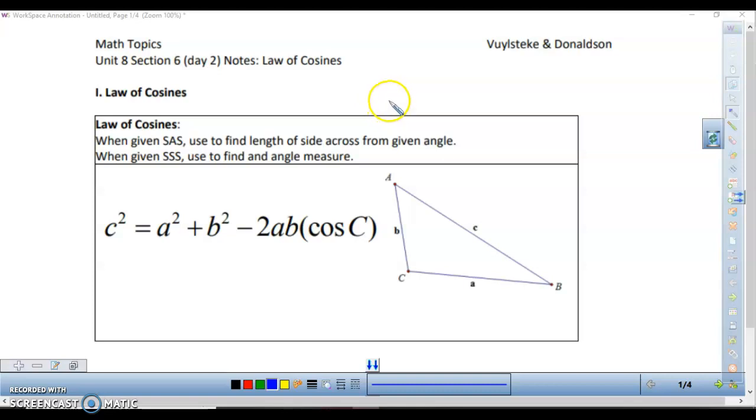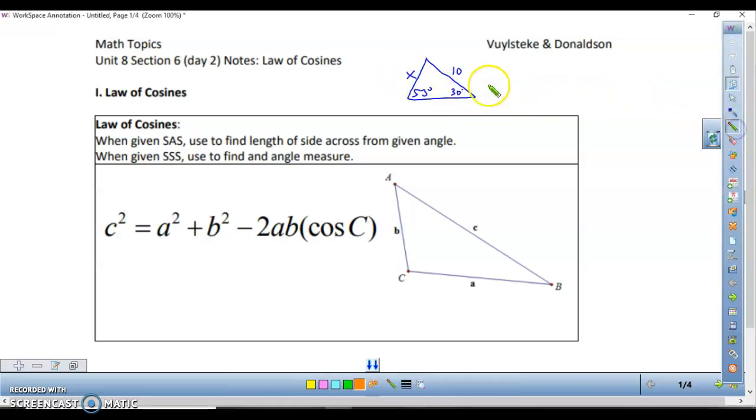All right, and the law of sines, we used that when you had a triangle. Let me just draw a little example to remind you. You were given some angle measure, maybe 53 degrees, and you knew a side length, say that was 10. Then you were given another angle measure, maybe 30 degrees, and you wanted to find the side across from it. So the key with the law of sines is knowing an angle, a side across from it, angle, side across from it. Okay, that's when you use the law of sines.